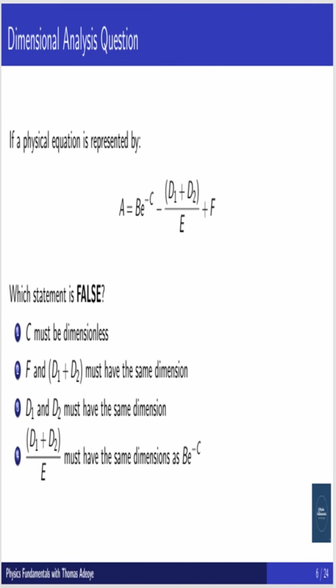Today we are going to be looking at a very interesting question in dimensional analysis. If a physical equation is represented by this, you can see A equals B exponential minus C minus D1 plus D2 divided by E plus F. Which of these statements is false? Okay. Now the first statement, C must be dimensionless.